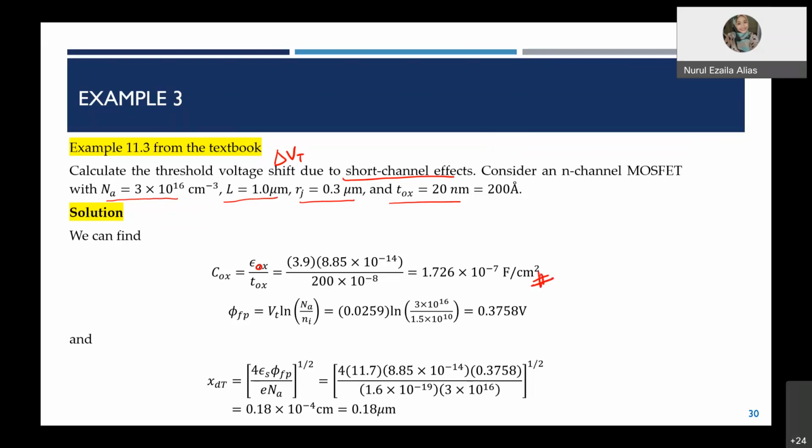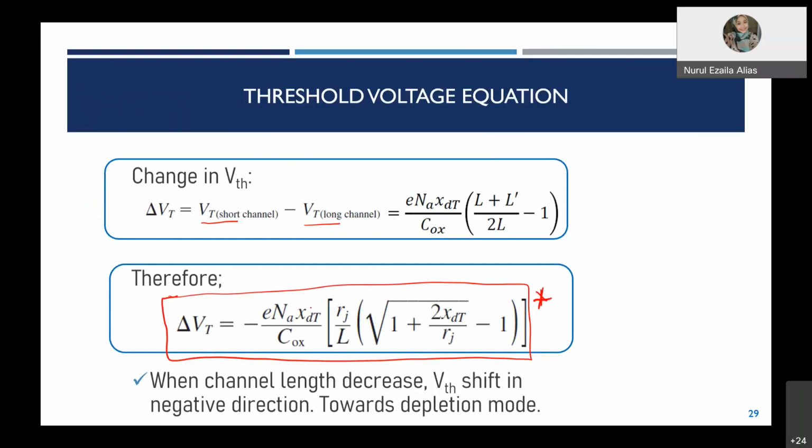NA over Ni. So NA is 3 times 10 to the power of 16. Ni for silicon, make sure you use the correct value. It is 1.5 times 10 to the power of 10. But if the question is germanium, you cannot use that. You have to use the intrinsic concentration for germanium. So phi Fp is 0.3758. Of course you want to use XDT.